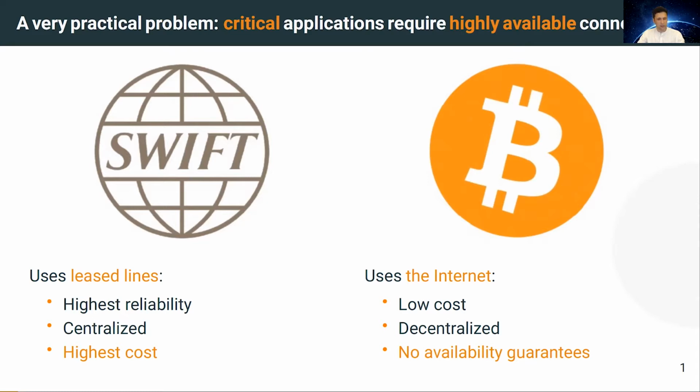To protect against this, they take two different approaches. SWIFT uses leased lines, which provide high reliability but require a centralized operator and are extremely expensive. And the Bitcoin network, on the other hand, runs on the internet, which provides no guarantee at all, but it's of course much cheaper. Moreover, notice that Bitcoin is a decentralized network by design to increase trust, and therefore a centralized solution like leased lines would not apply.